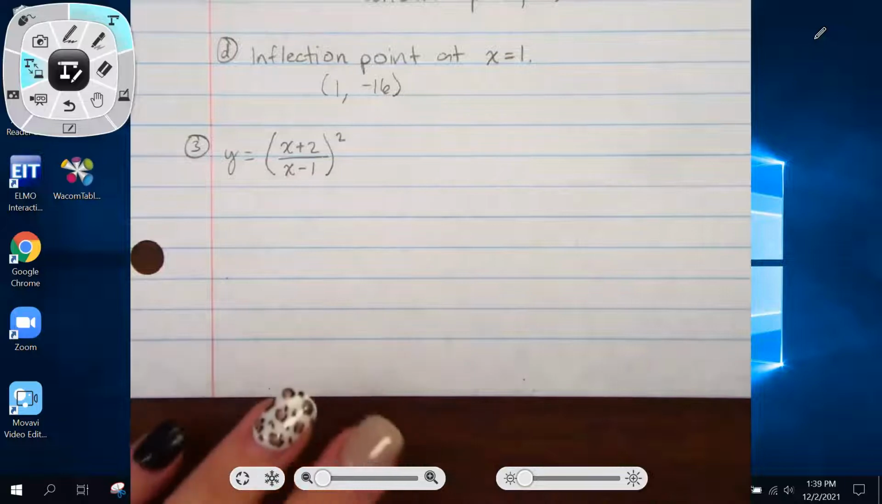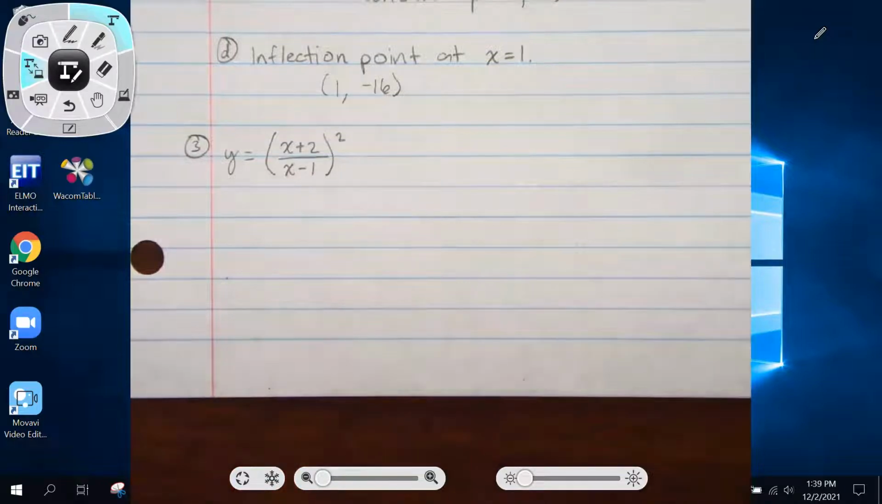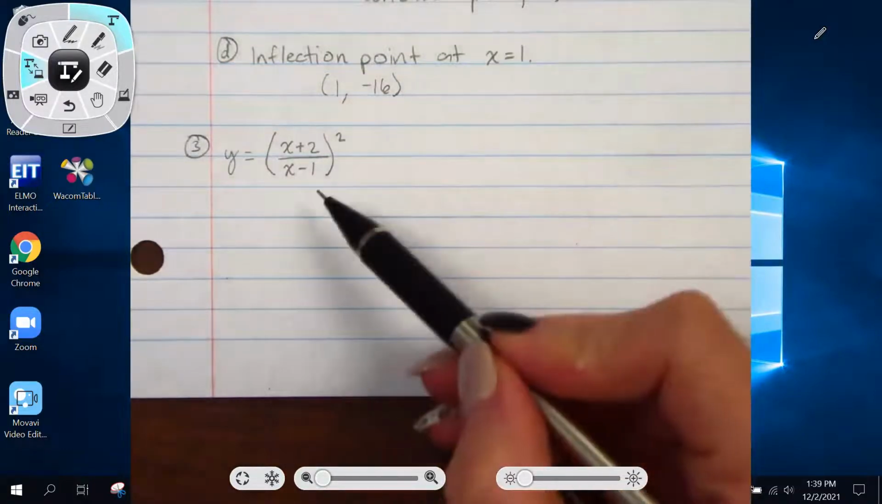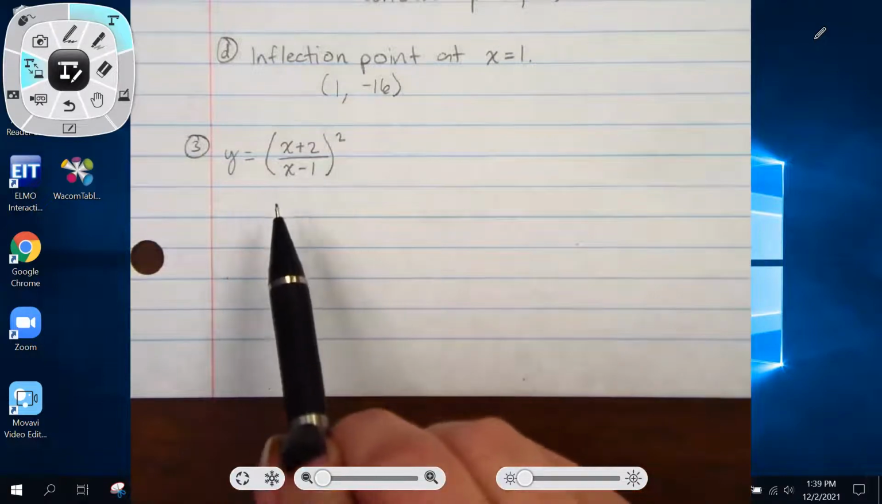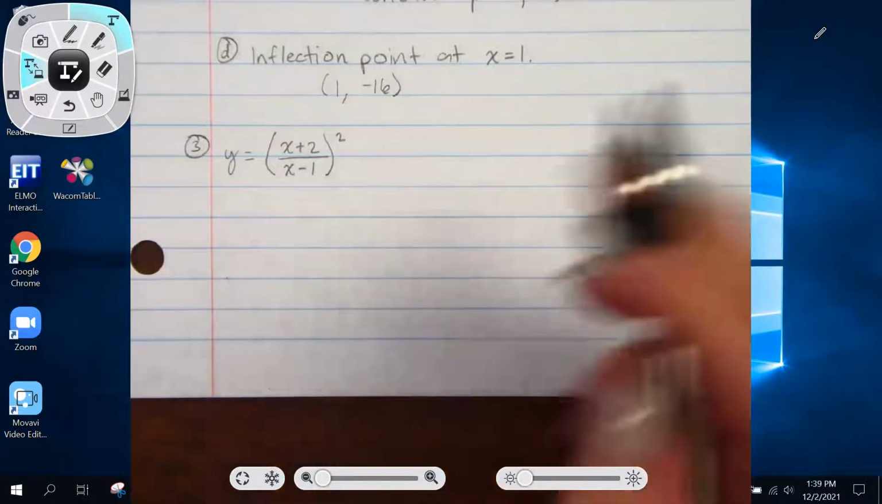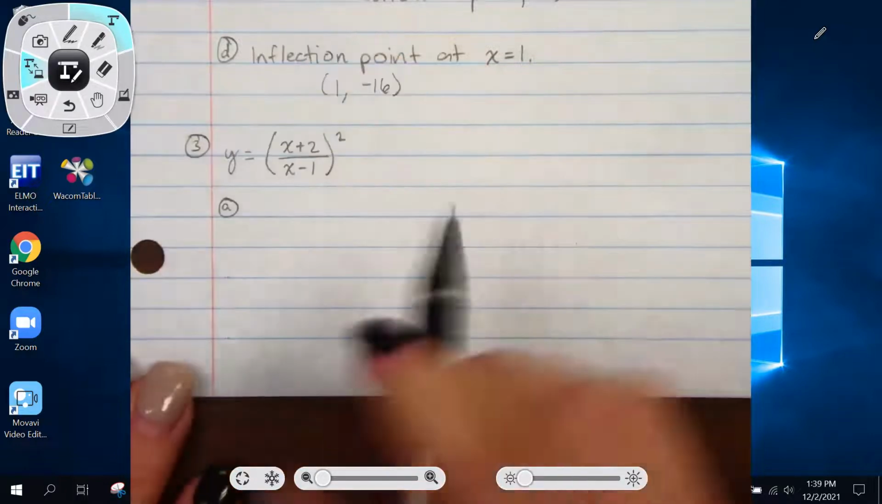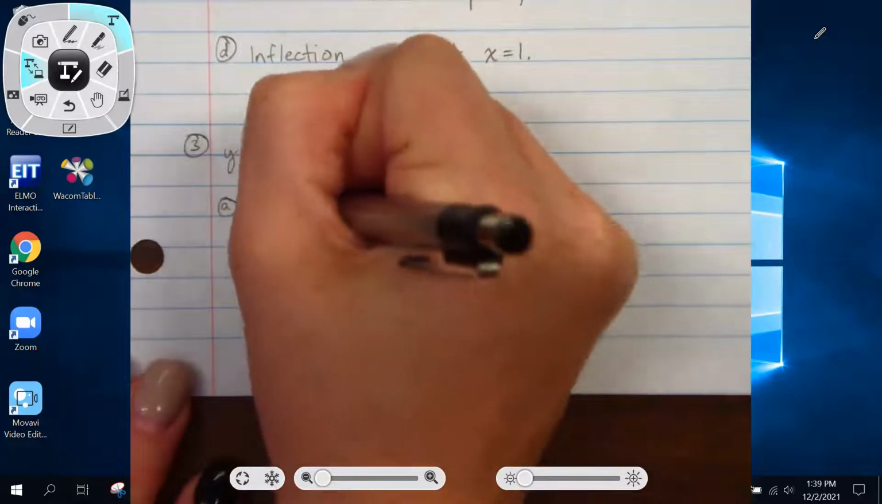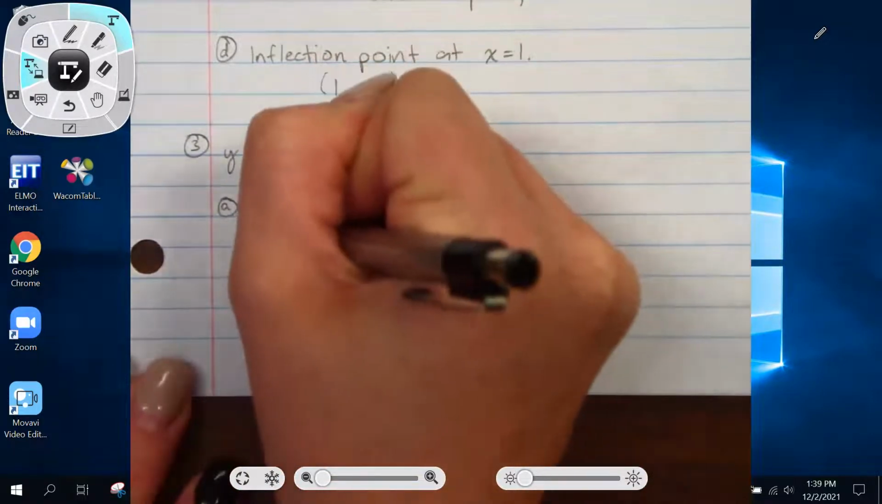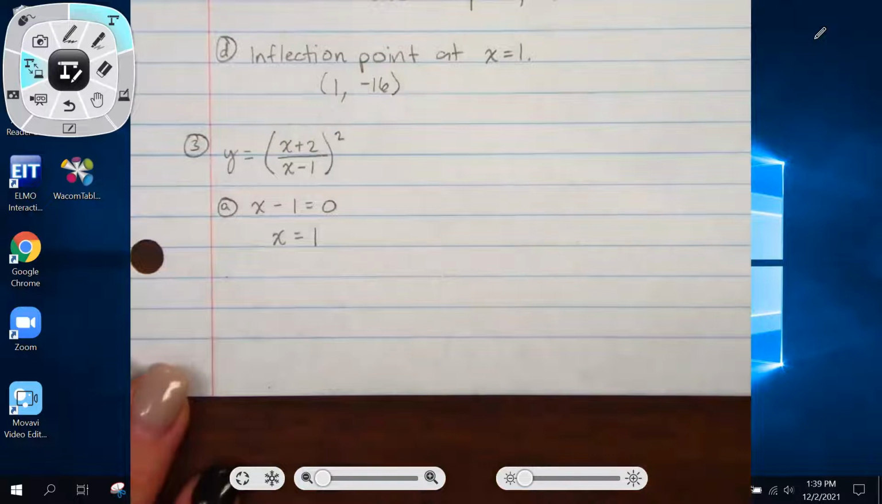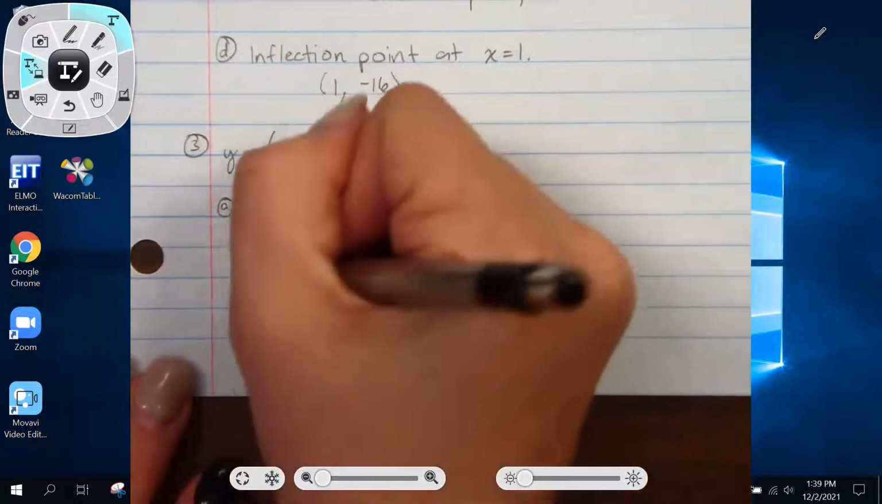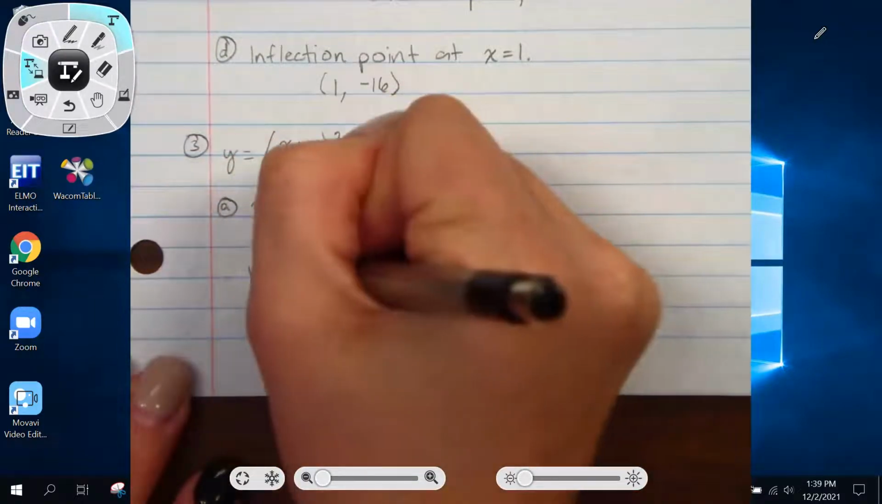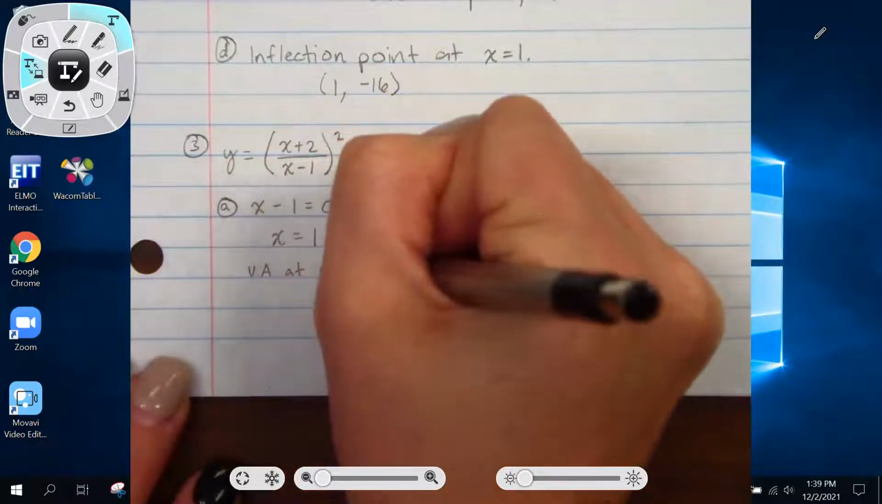Here's the function for number 3. Part A asks you to find the vertical or horizontal asymptotes. So since our function is a fraction, the vertical asymptotes come from where the denominator equals 0. So we can set the denominator equal to 0 and solve for x. We get x equals 1. So there is a vertical asymptote at x equals 1.